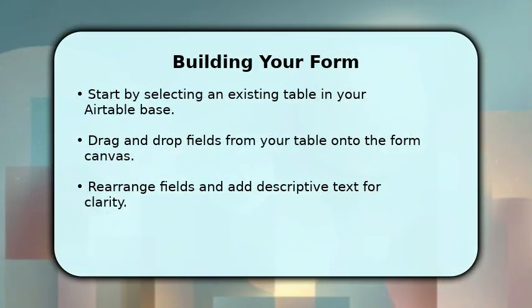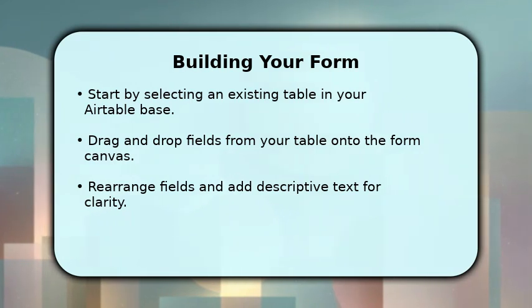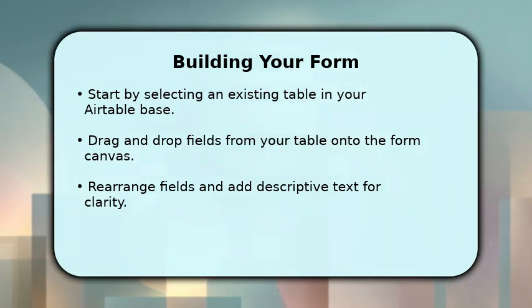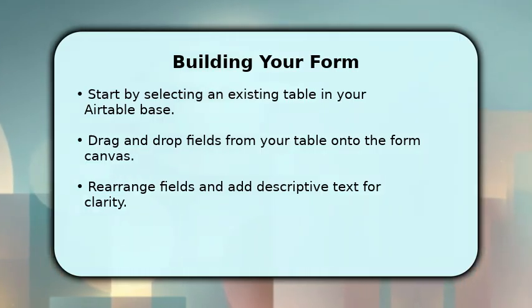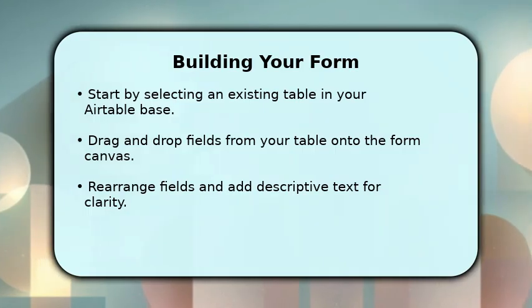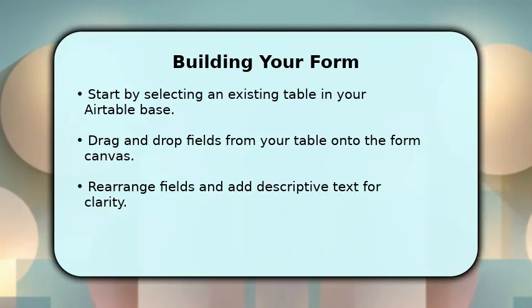Now that you've created a new form view, it's time to build it out. On the left, you'll see a list of all the fields from your chosen table. Simply drag and drop the fields you want to include onto your form canvas. You can easily rearrange their order by clicking and dragging. Add helpful instructional text or section headers to guide your users. This ensures a smooth and intuitive experience for anyone filling out your form.